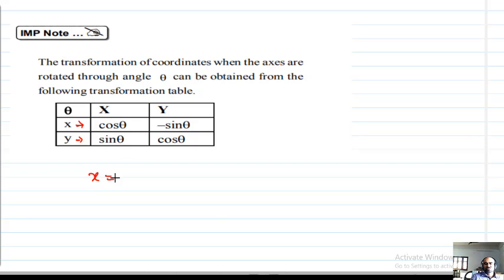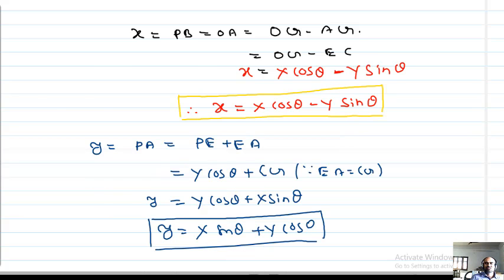Working rule for this: small x equals capital X cos theta plus capital Y into minus sin theta, directly minus capital Y sin theta. You want small y equals capital X sin theta plus capital Y cos theta. See here, that only you got previously.